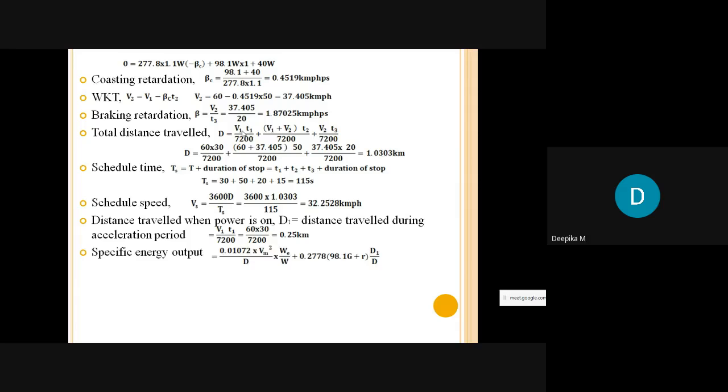Specific energy output, we have this formula. So substitute the value. And please remember, in the last problem, they have not specified the gradient. Hence, we have not used this formula, that is 0.2778 into 98.1 G. But here the gradient they have specified, hence we have to use this term. So we have all the data, substitute over here. Hence the value we will get is 50.5117 watt hour per ton kilometer.